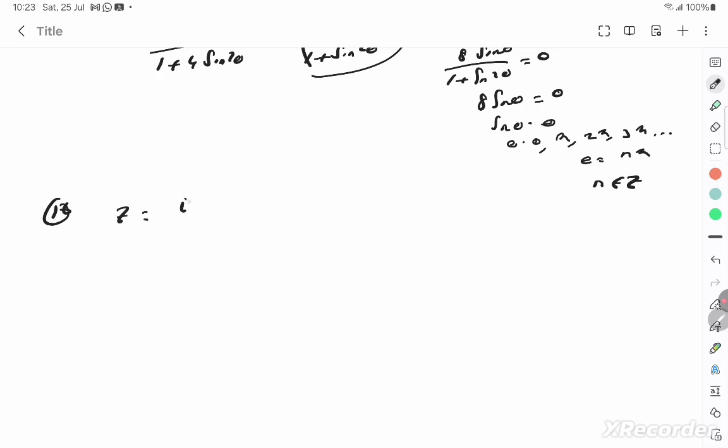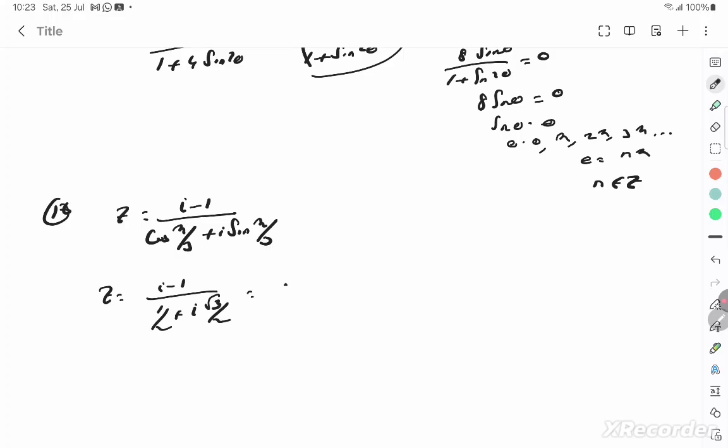This is from the old edition. So you must learn all these sums from old editions. Cos pi by 3 plus i sin pi by 3. Z is equal to i minus 1. Cos 60 is 1 by 2 plus i sin 60 is root 3 by 2. So 2 can come out. i minus 1 by 1 plus i root 3. And that's what you get. And then you can rationalize this.